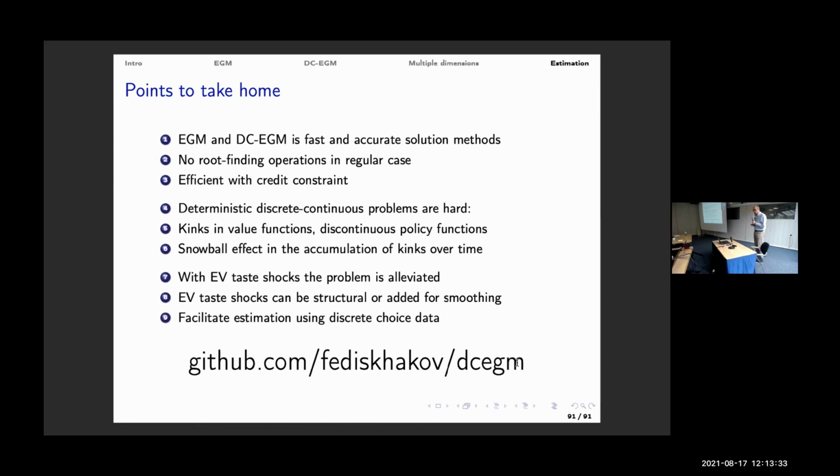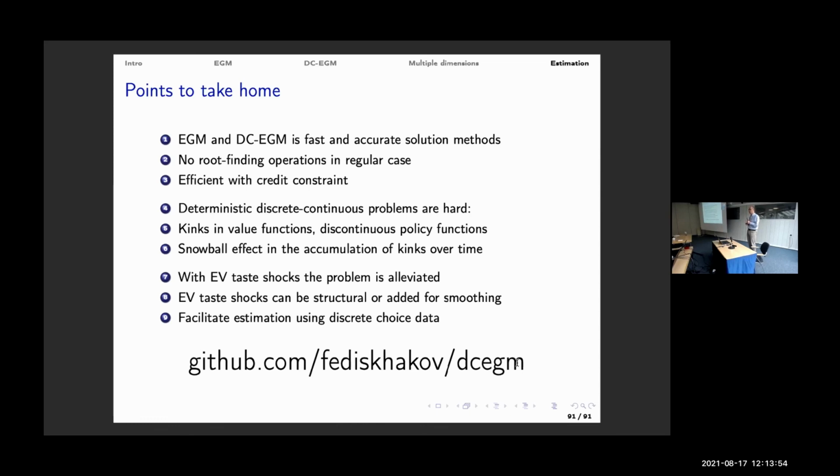All right, let me conclude. EGM and DCEGM is fast and accurate. That's what you have to remember. It's a good tool to have in your toolcase. It applies to specific models, but if your model has features that can be addressed by these methods, you should definitely consider that.